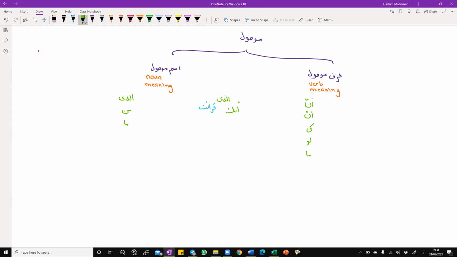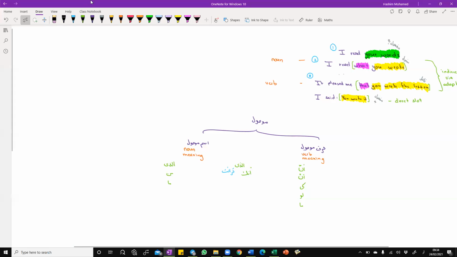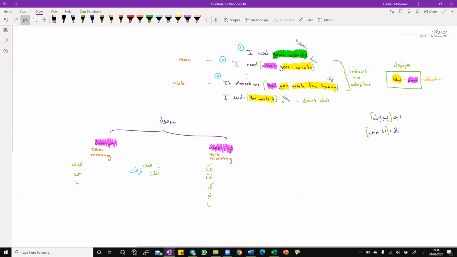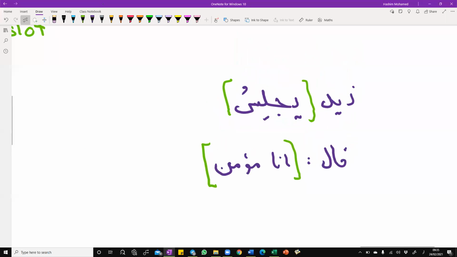So all of these mawsool are basically what? I cannot find the exact English term for it. These all allow the noun, ism al-mawsool or the harf al-mawsool, when they come before a sentence, to make the sentence along with the sila into an ism ma'awwal. And then that ism ma'awwal fits into the slot. Because some slots can't become a sentence directly. For example, in Zaydun yajlisu, yajlisu becomes a khabar directly, no addition, no adapter. Qala ana mu'min, that fits directly.